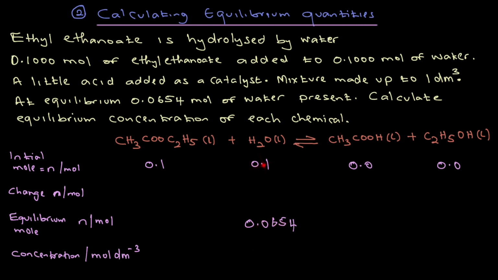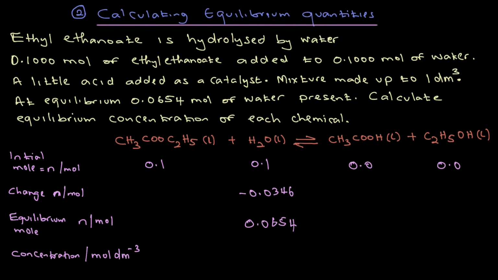We go from 0.1 to 0.0654. To get down to 0.0654, we must have taken away 0.0346. If I take away 0.0654 from 0.1, I get 0.0346. So that's what's being used up, which means we are now making the same amount of ethanoic acid and ethanol.